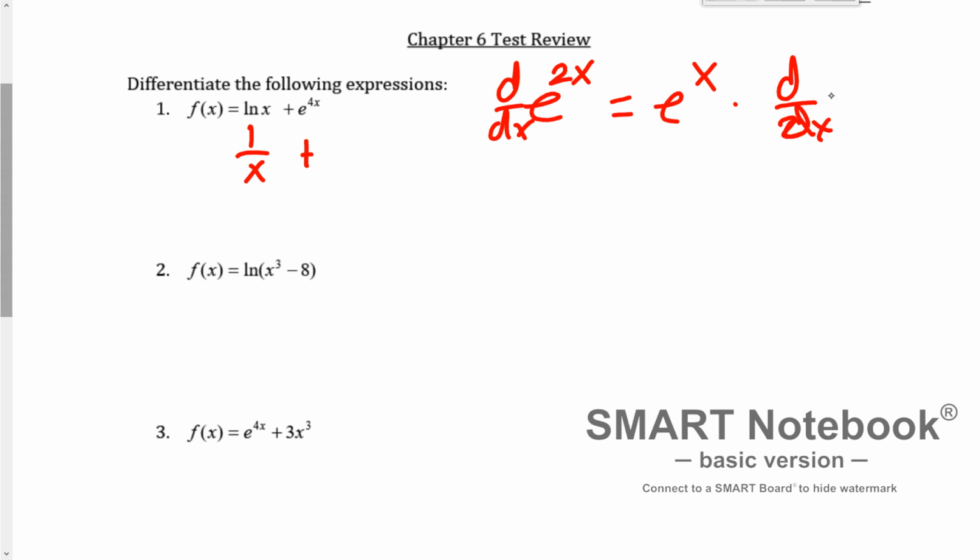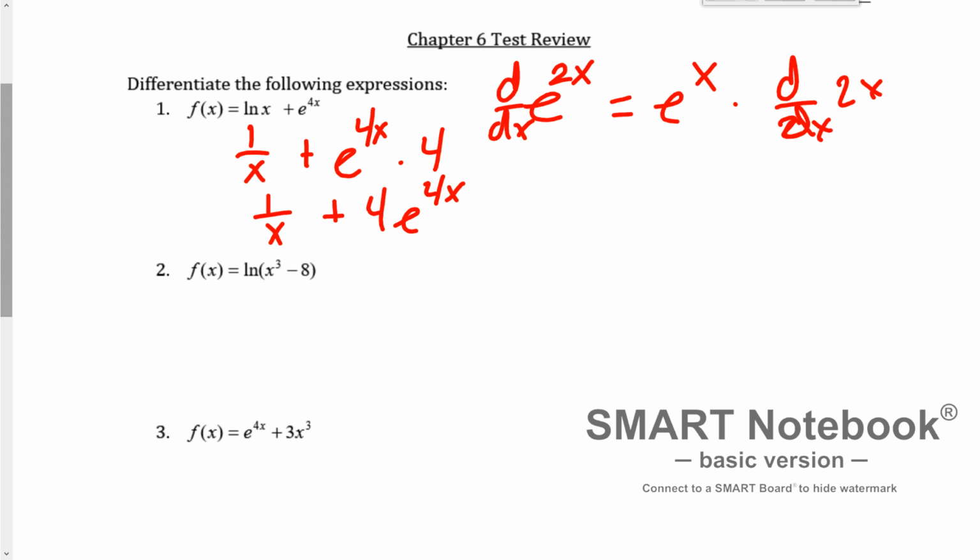Dx of 2x. All right, so this one's taking the derivative of e to the 4x, which is just e to the 4x, and then times it by the derivative of 4x, which is just 4. So 1 over x plus 4e raised to the 4x.